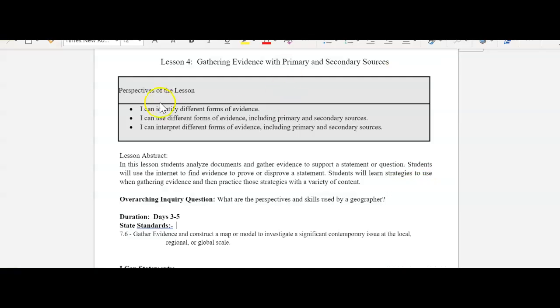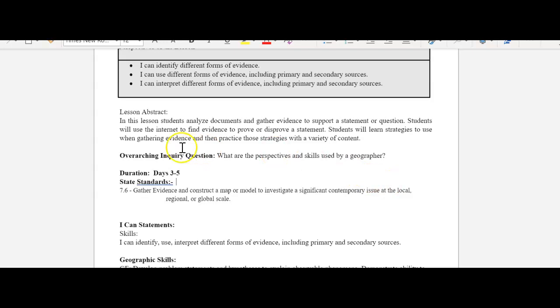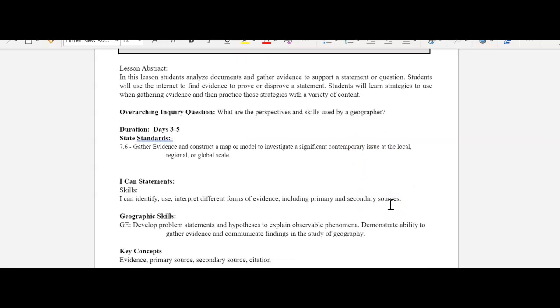So here we can see in our Lesson 4 our lesson guide. In this lesson, we're going to analyze documents and gather evidence to support a statement or question. They're going to use the internet to find evidence to prove or disprove statements, and they're going to learn strategies to use when gathering evidence and practice those strategies with a variety of content.